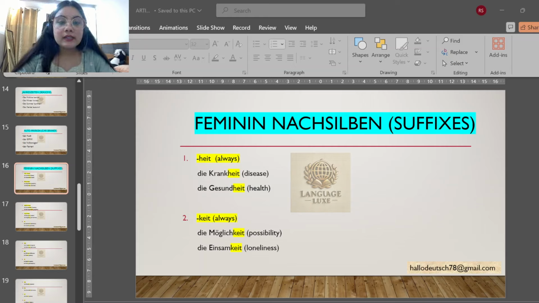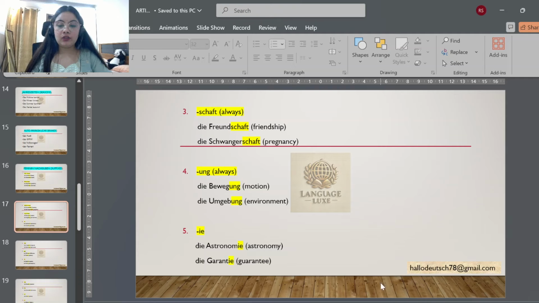Now the next suffix is keit. We have done heit, now we are doing keit. Keit is always feminine. Die Möglichkeit. Möglichkeit means possibility. Because keit is coming at the end, it is feminine. And die Einsamkeit. Einsamkeit means loneliness. Whichever noun has the suffix keit, that means it will be feminine in nature.